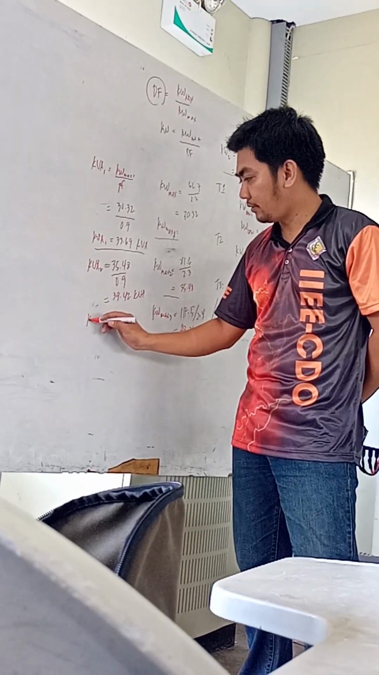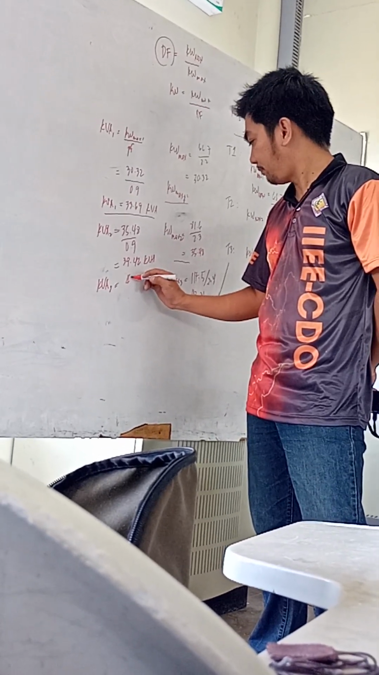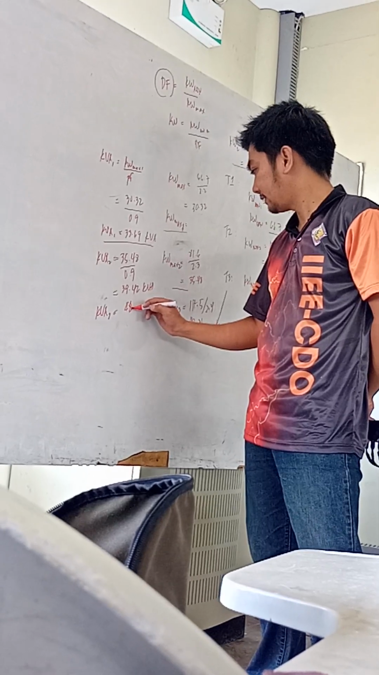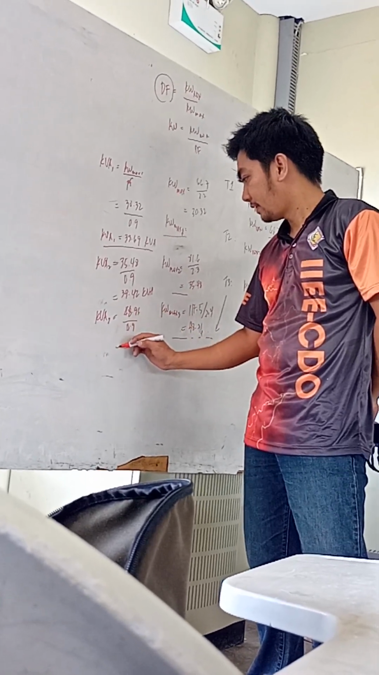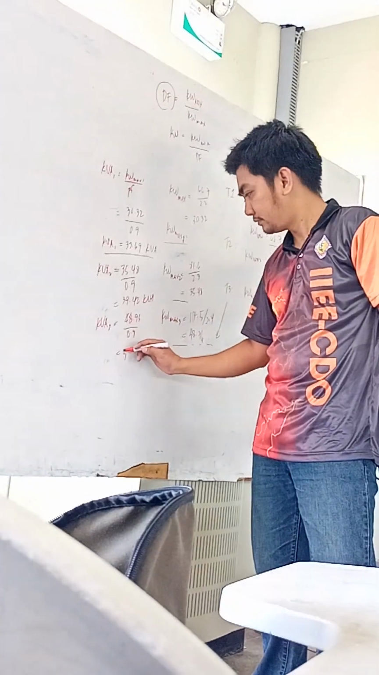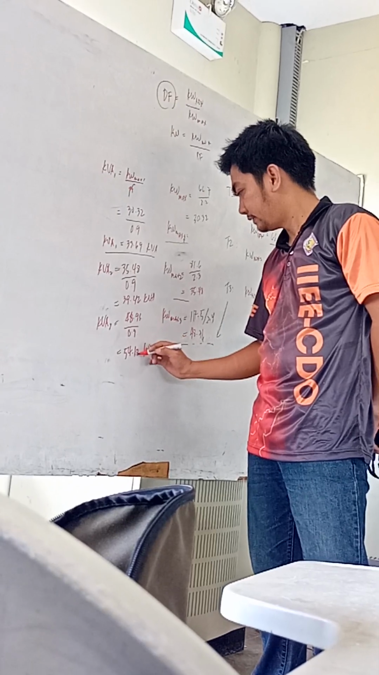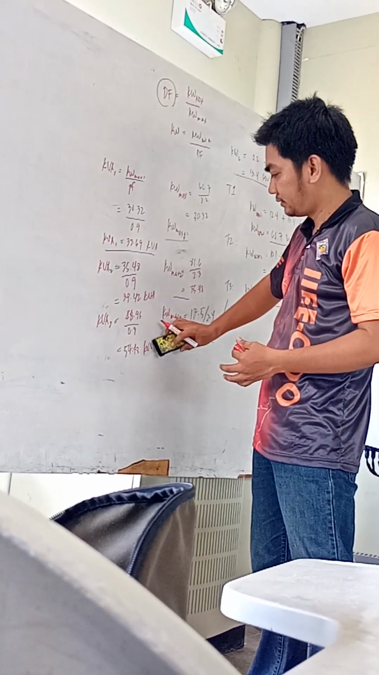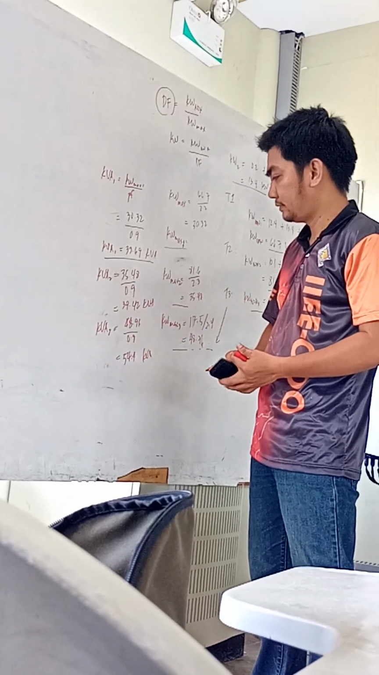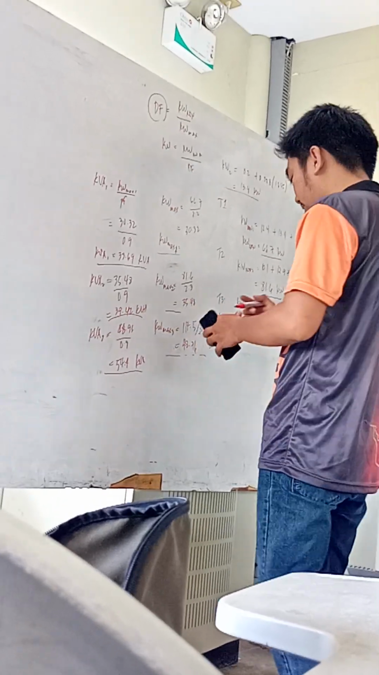Then kVA number 3: 48.96 divided by 0.9 is 54.4. Sorry. Okay, these are your loading conditions.